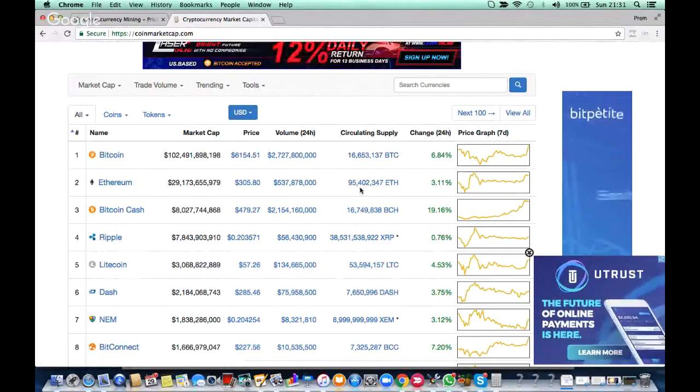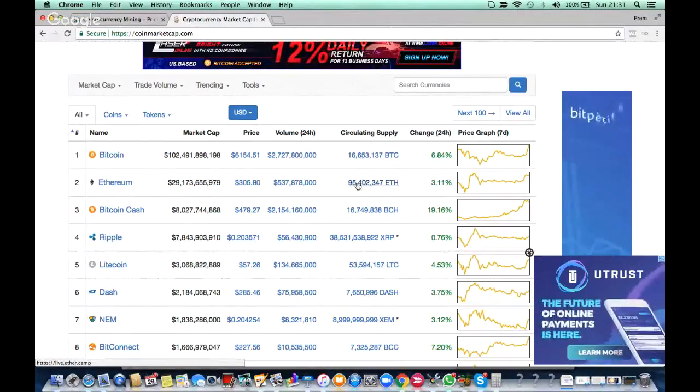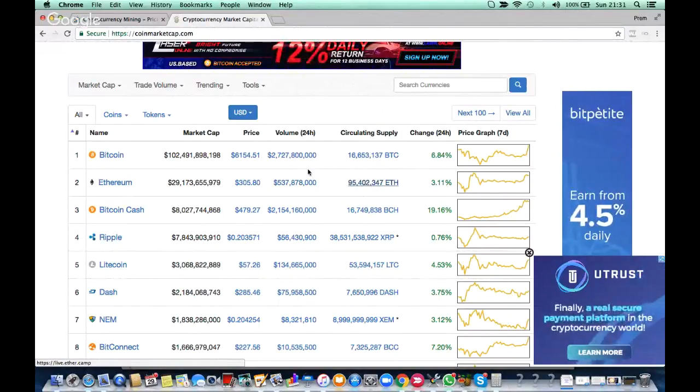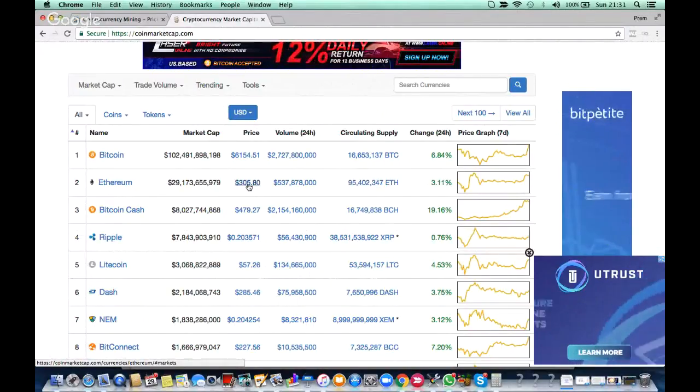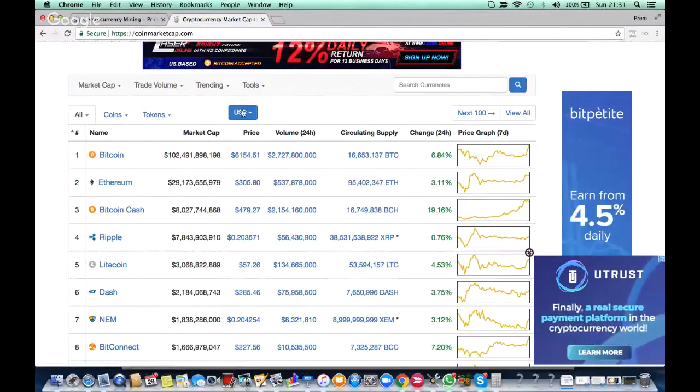This is why Ethereum actually has 95 million coins outstanding. It's got 6.5 times more coins out there in the market than Bitcoin even. But its price is way down here. It's only like 5% of Bitcoin right now. If it was 10% of Bitcoin, it'd be $600. It's only $300, so it's 5% of Bitcoin. If this thing starts to skyrocket, its market cap will increase proportionately also.